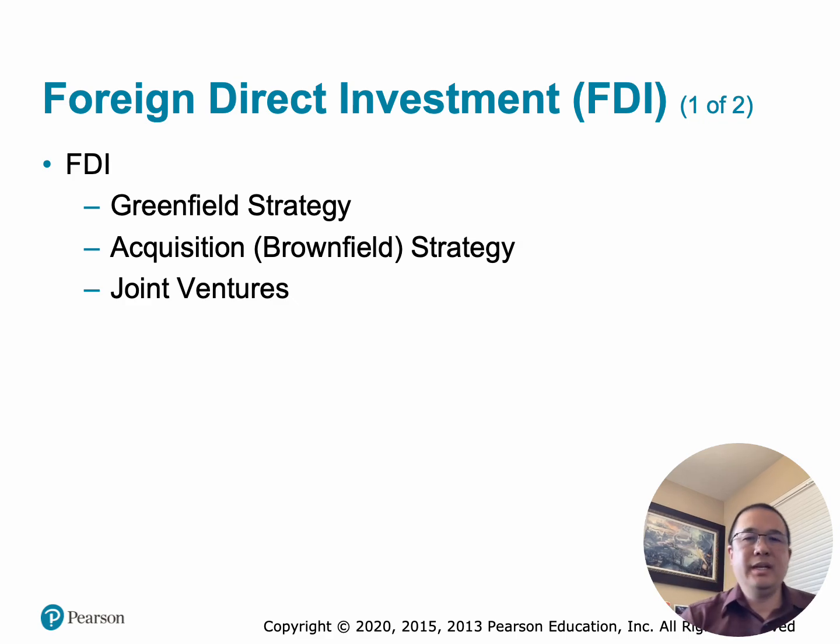Why use FDI? Companies choose FDI when they want greater control, closer access to customers, lower transportation costs, better protection of technology and intellectual property, and long-term commitment to the foreign market. These are the three major forms of FDI. Number one, greenfield strategy. What is it? This is a company that builds a completely new operation from scratch in a foreign country.